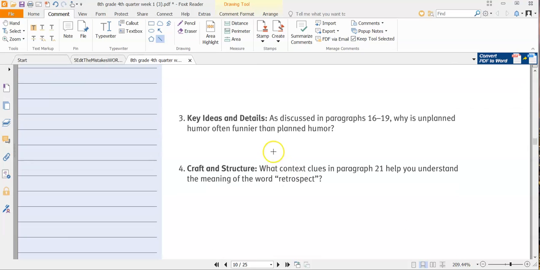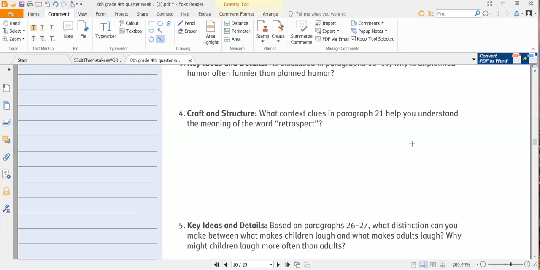And number 3, it says, as discussed in paragraphs 16 through 19, why is unplanned humor often funnier than planned humor? So you're going to go back to 16 through 19 and look for that answer. Make sure you're using evidence directly from the text for these ones, because it's giving you exactly where the answer is. So you're going to need to use evidence. Make sure you cite your evidence.